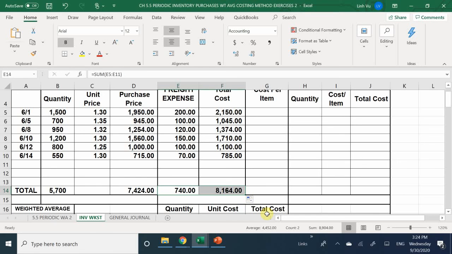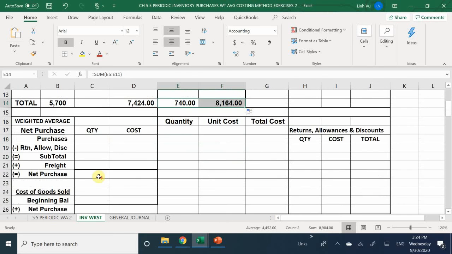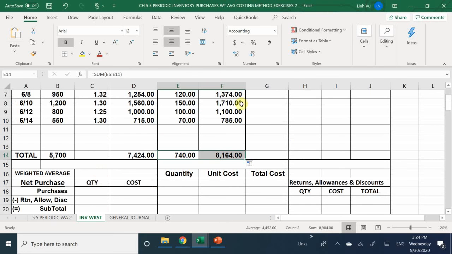$3,164. $8,164 even. Good. Okay, so let's go ahead and fill out the bottom half again. Well, actually, let's solve for our average cost per item because we don't have beginning inventory. So that is all that we have. All right.